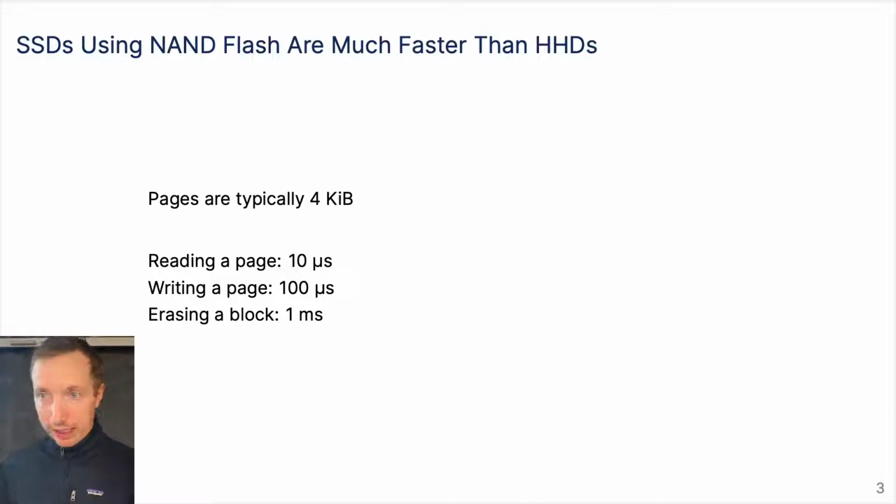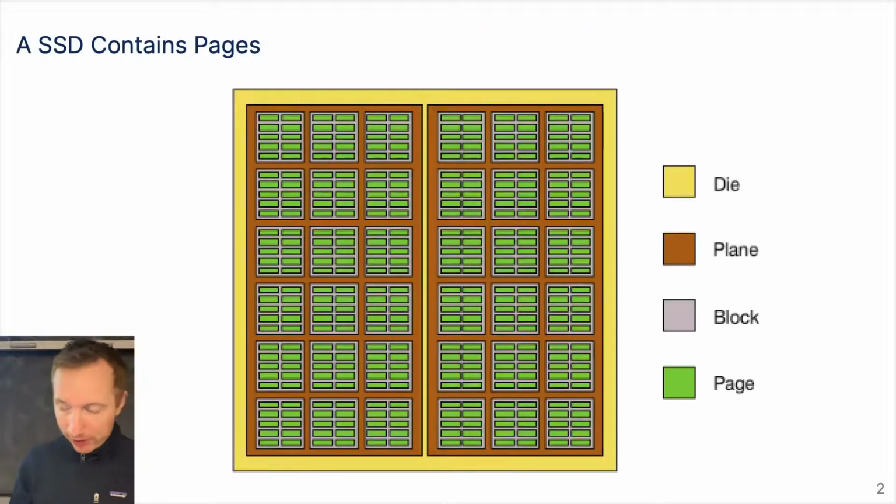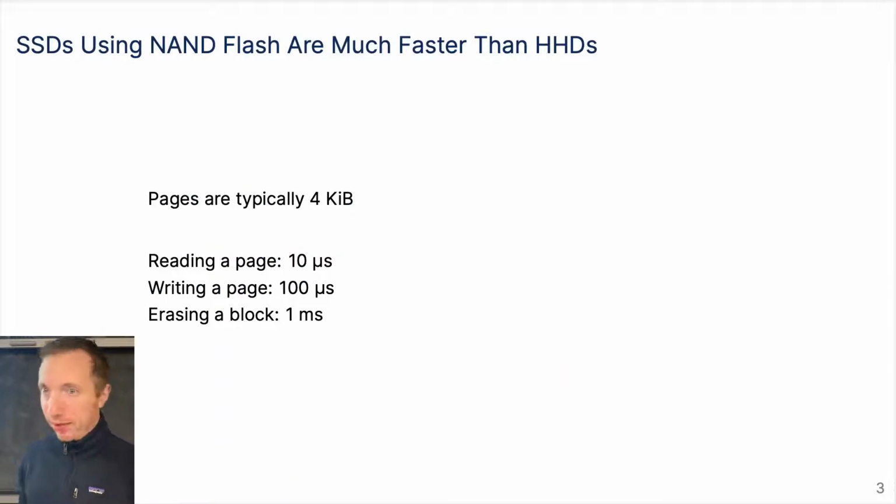So pages, again, are typically 4 kilobytes. Reading a page for hard drives was on the order of milliseconds. For SSDs, it's on the order of microseconds. So reading a page is about 10 microseconds. Writing a page is about 100 microseconds. And then erasing a block, which is why we care about the layout, is 1 millisecond.